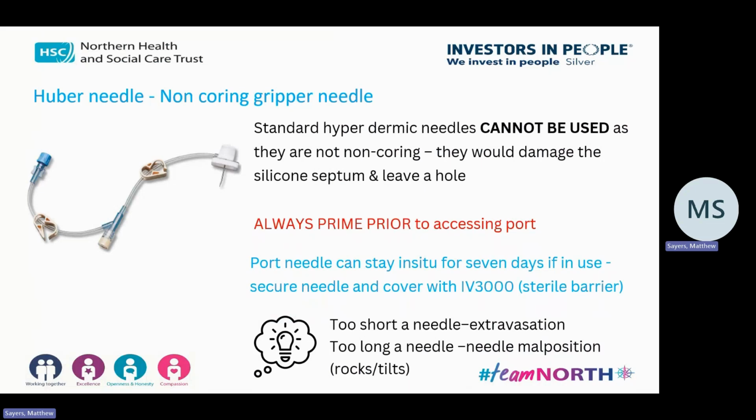If you've got too short a needle, then you may not actually pierce right the way through, and there could be extravasation. And if it's too long a needle, and we can show you that when you are practicing, then it's left rocking and there's movement in it, and that can tilt and come out of position.